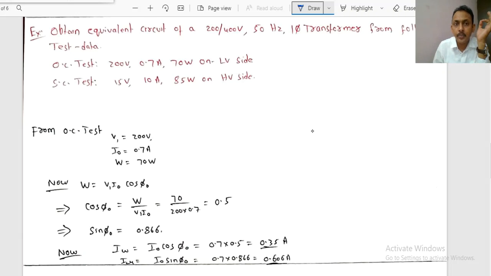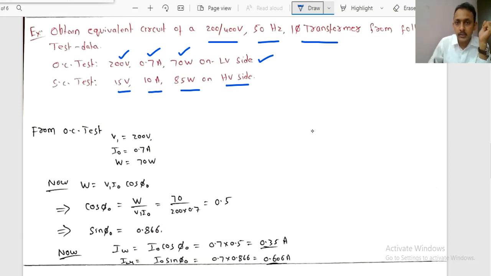Dear students, please observe. Obtain the equivalent circuit of a 200 by 400 volt 50 Hz single phase transformer from the following test data. From open circuit test: 200 volt, 0.7 amps, 70 watt on LV side, and from short circuit test: 15 volt, 10 amps, 85 watt on HV side, right?